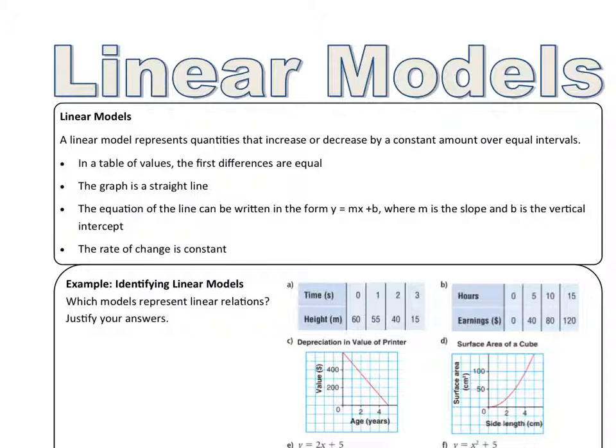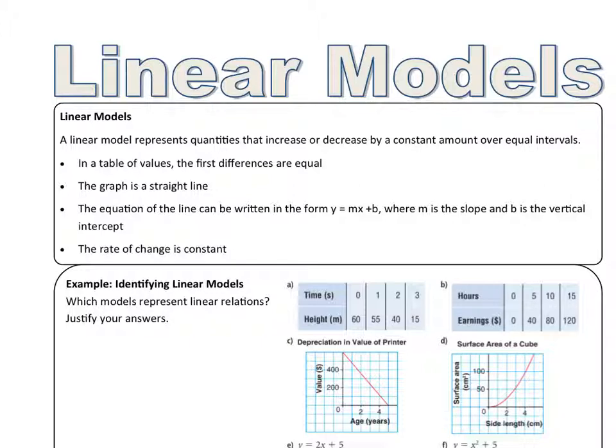So a linear model is a model that represents quantities that increase and decrease by a constant amount over equal intervals. And we're going to look at a couple different examples today and how we can tell whether it's a linear model or not a linear model. So in a table of values, the first differences are always equal, and I'll show you how that works in one of the examples. The graph is always a straight line, so it can be pointing up or down or to the side. The equation of the line can be written in the form y equals mx plus b.